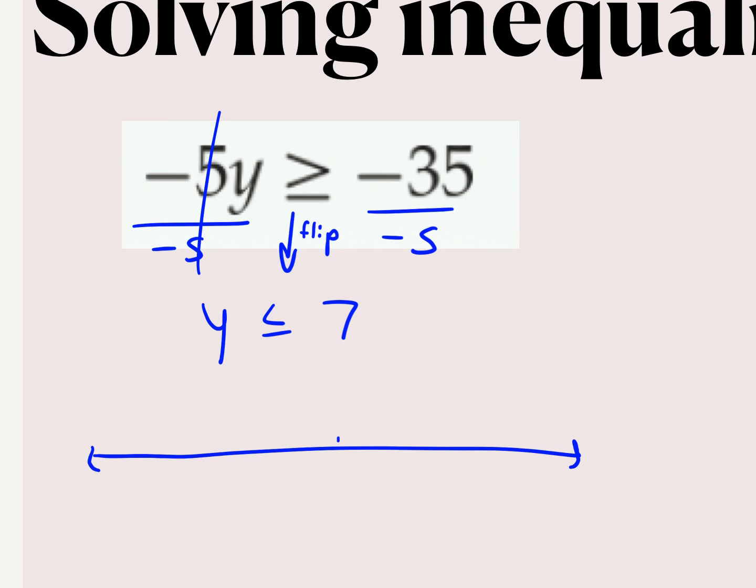So on my number line here, I'm going to start with 7 in the middle. 8, 9, 6, 5. Do I have an open or closed circle at 7? A closed circle because it's less than or equal to. And then which direction am I going to go? Go to the left because 6 would be less than 7. So I shade in the direction of 6.